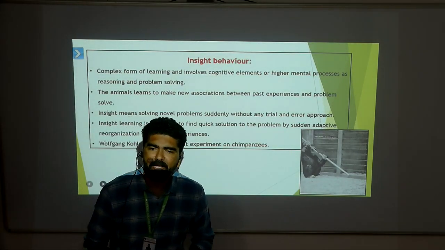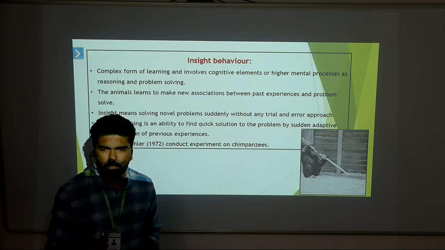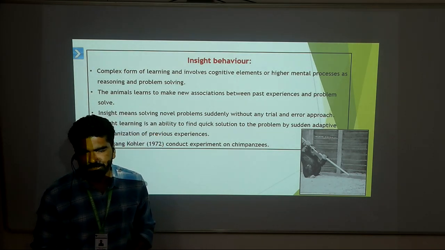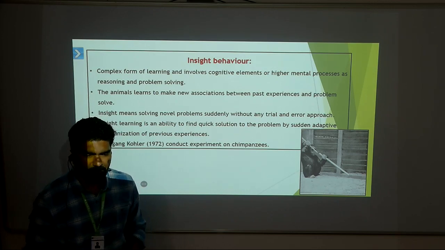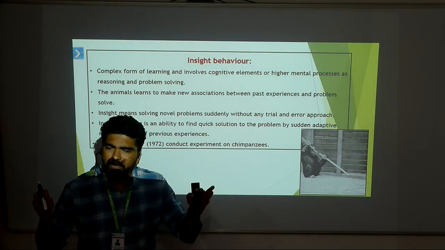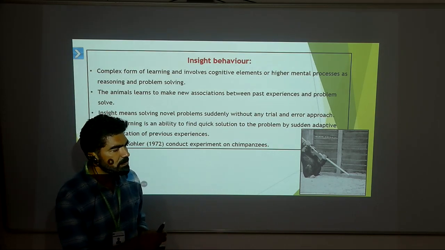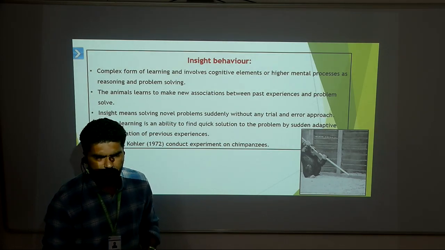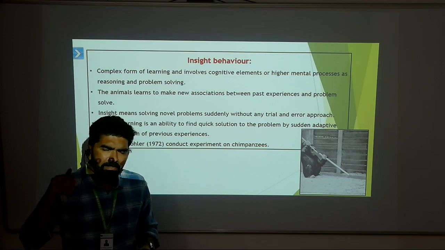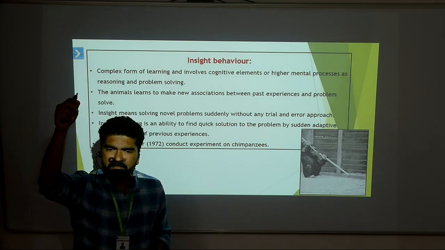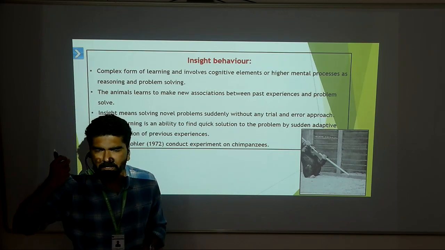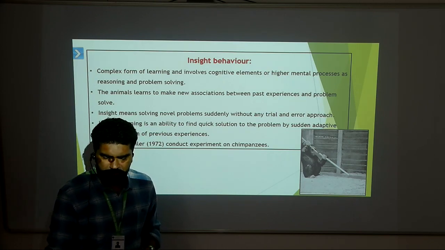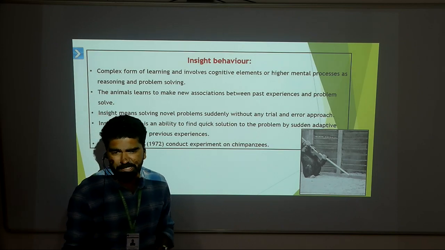The next is insight behavior. Here also one experiment was done by a scientist, Wolfgang Kohler, a very simple experiment. He created one cage, and inside the cage there was a chimpanzee, and at the top of the cage there was a banana. The scientist put sticks inside the box. There are two sticks.